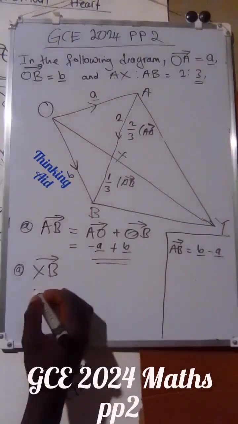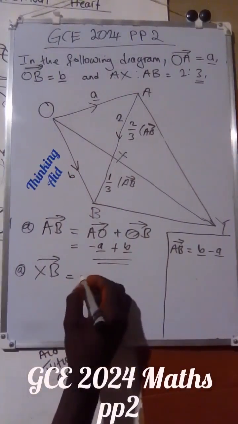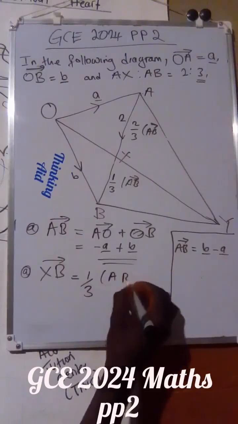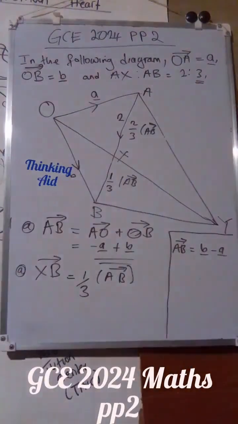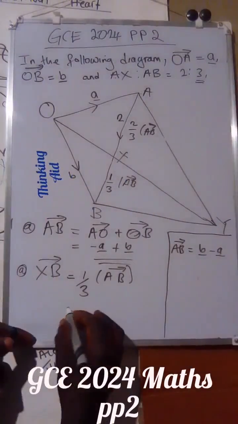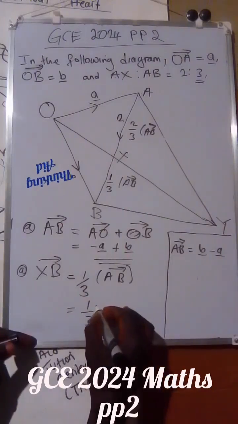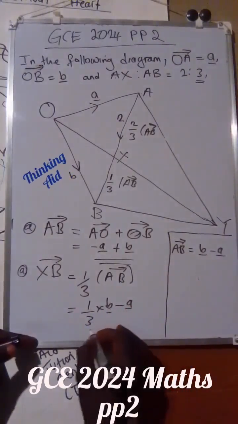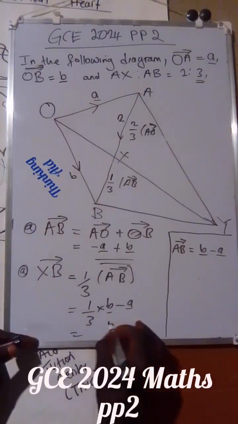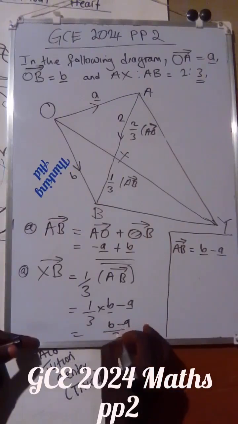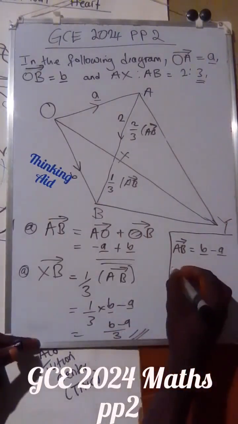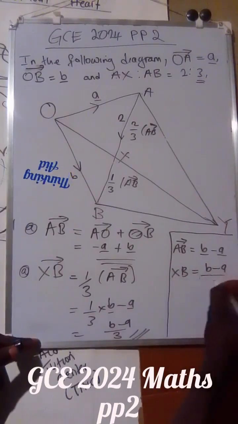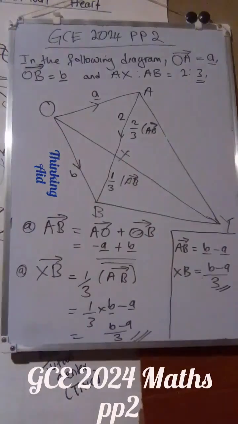So to find XB, we say XB is equal to 1 over 3 of vector AB, because that's the whole line where vector XB is. So this is equal to 1 over 3 times vector AB, which is this one. So the final answer will look like b minus a over 3. So that's your answer: vector XB is equal to (b minus a) over 3.